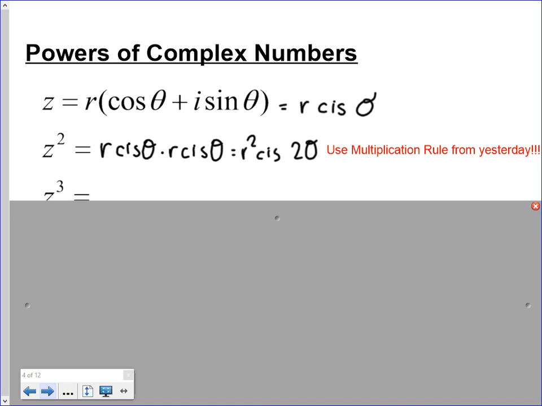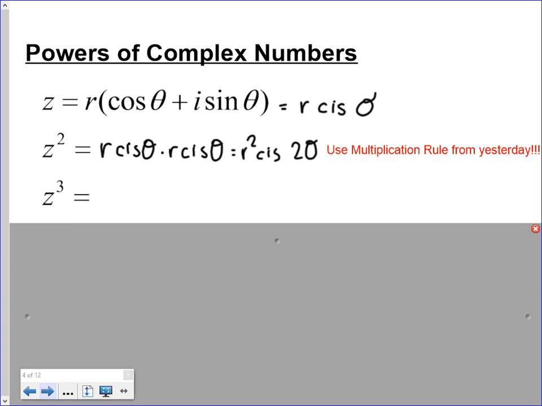Let's look at what happens if we cube a complex number in trig form. To cube a number, we're taking the same number times itself 3 times. We've already multiplied it by itself 2 times, so I'm going to bring down my z squared, r squared cis 2 theta. In order to get z cubed, I just need to multiply it by r cis theta one more time. Same rule applies. Multiply your modulus: r squared times r is r cubed. Add your arguments: 2 theta plus theta, 3 theta. Because we're multiplying the same complex number by itself, theta is the same angle each time, so I can add those. Are you noticing a pattern?